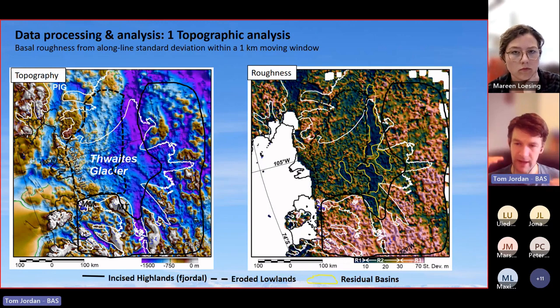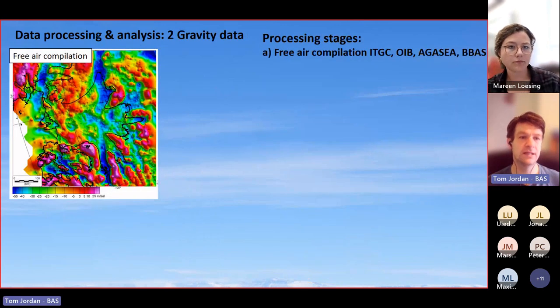But that just tells you about the ice-bed interface. It doesn't really tell you that much necessarily about the deeper geology. So this is where we turn to the potential field, the gravity and magnetic data. First, looking at the gravity data, we have the free air compilation, and this is the first processed data that you get off the aircraft.